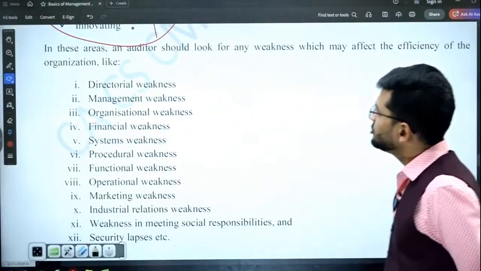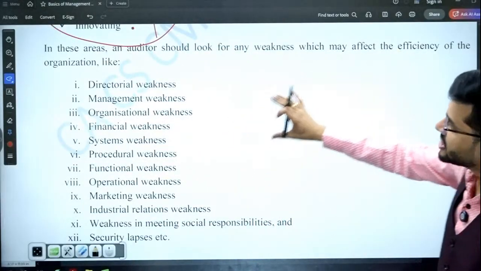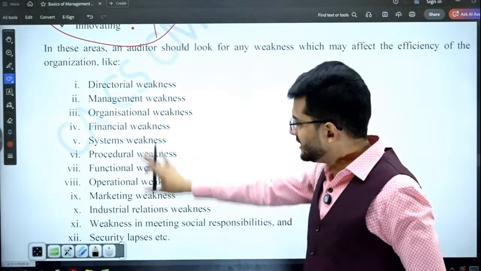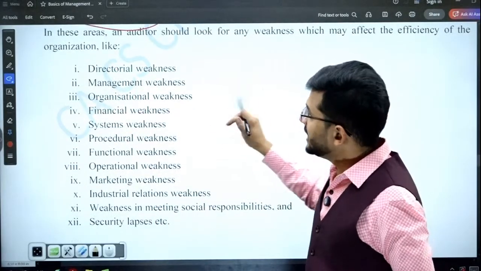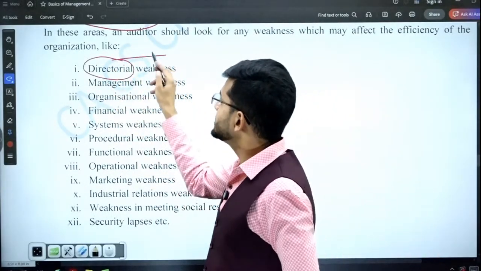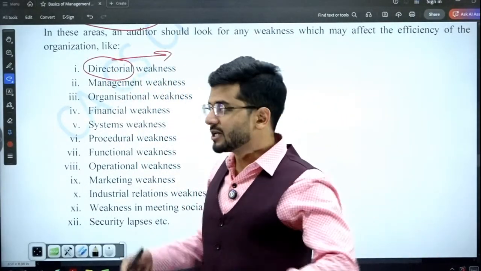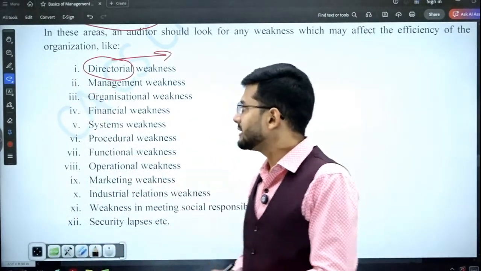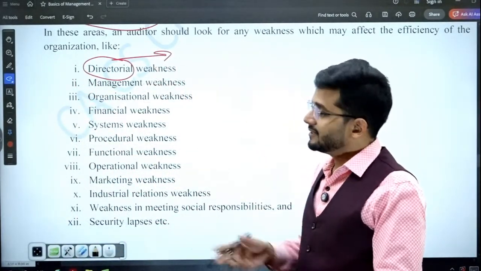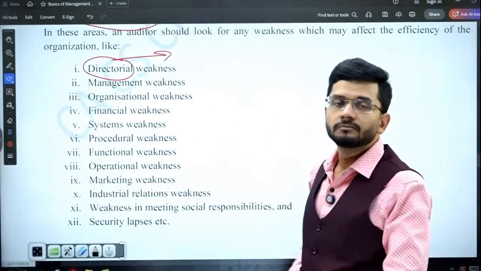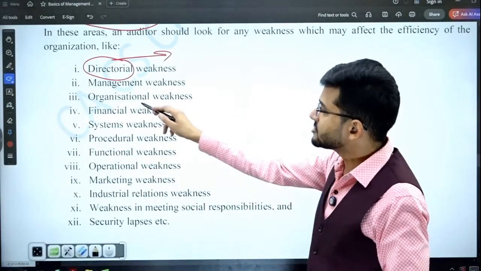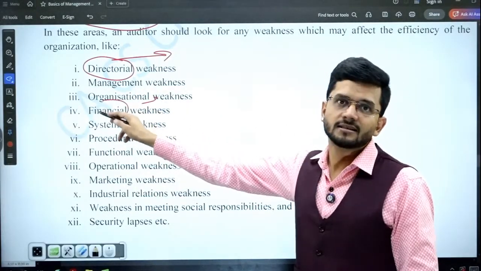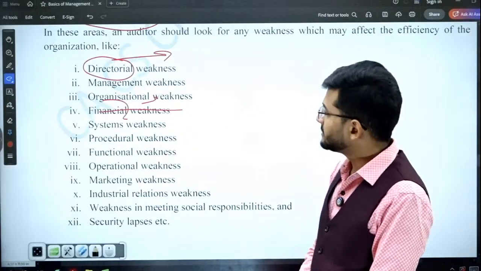In these areas, an auditor should look for any weakness which may affect the efficiency of the organization. So what are the weaknesses in a particular process? Is it directorial weakness, which means direction is lacking? There's no direction, everyone is doing whatever they want to do. Everything is going haywire because direction is not there. Management is not there. People are directing well, but execution is a problem, management is a problem. Organization weakness is there. Financial weakness is there. Finance is not there in this particular department.